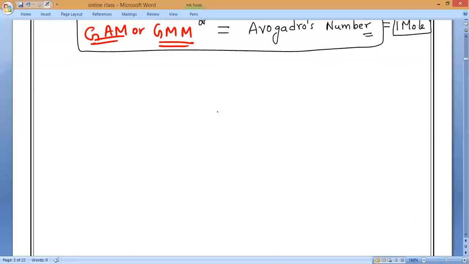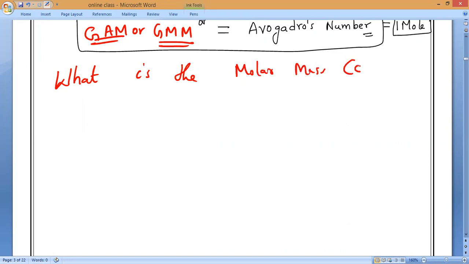Now, tell me, what is the molar mass of carbon dioxide? Everybody, fast. So, how to find it? You have to find first the atomic mass or molecular mass. Tell me, what is the molecular mass of carbon dioxide? Fast, the molecular formula should tell.